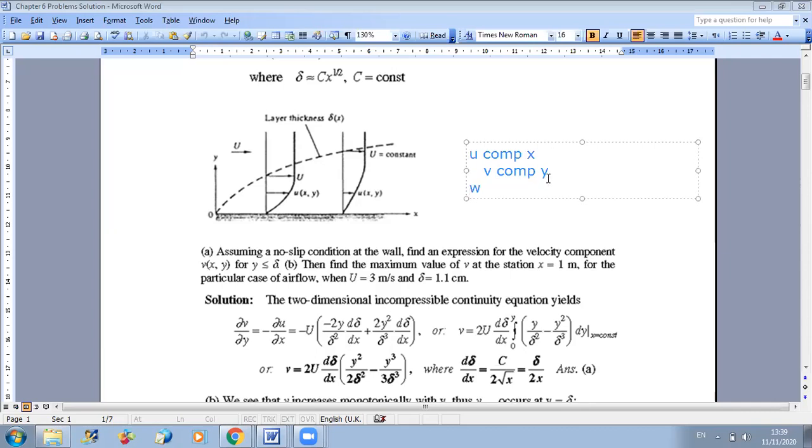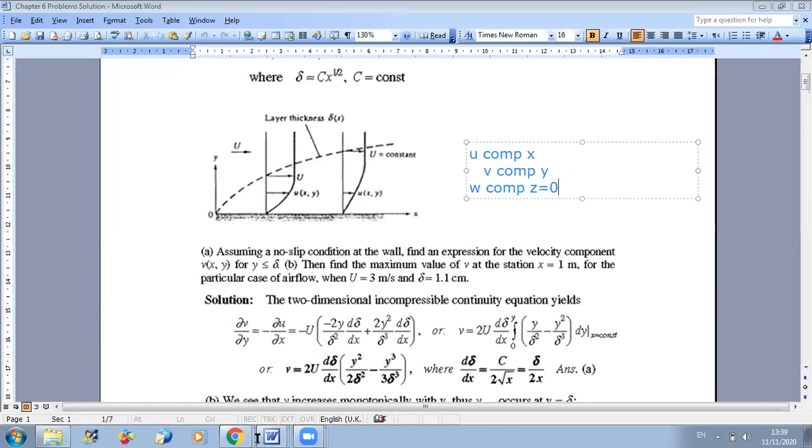And W is the component of the velocity field along Z. But here we have a 2D flow, so we don't have a component of the flow along Z. Here it is equal to 0. So we have only U and V, okay? Now, they gave us U, they need us to find V. So as we said, we need to find a velocity.